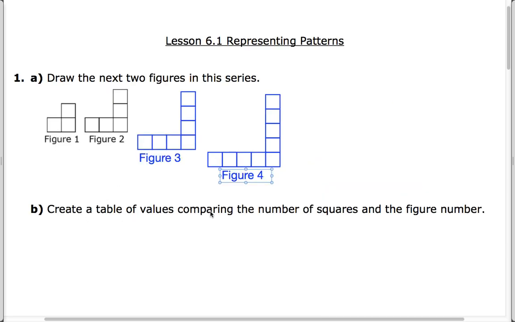Next, we would like to create a table of values comparing the number of squares and the figure number. So, how about if we refer to the figure number as n, and we'll refer to the number of squares as s. And now we'll just take a look at setting up a t-table.